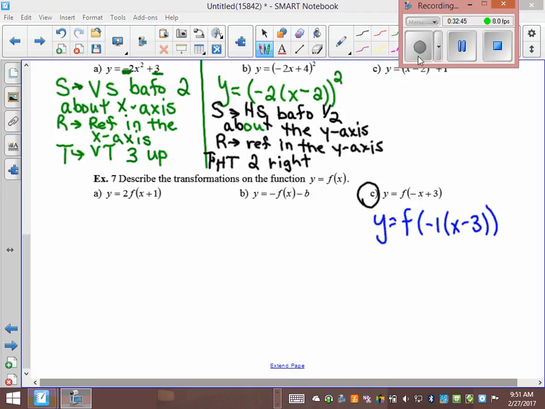So is there any stretch? Is there a horizontal stretch at all? No, the -1 just makes it a reflection in the y-axis, because it's with the x. And you have a horizontal translation 3 right.